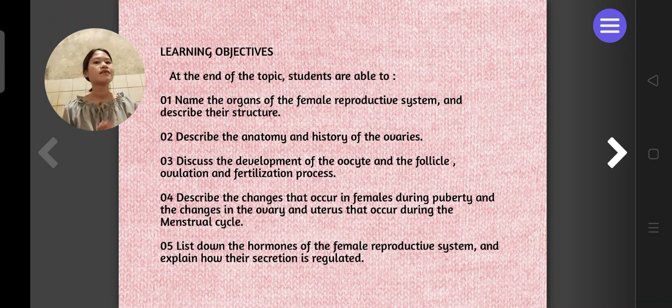ovulation and fertilization process. Fourth, describe the changes that occur in females during puberty and changes in the ovary and uterus that occur during the menstrual cycle. And last, list down the hormones of the female reproductive system and explain how their secretion is regulated.